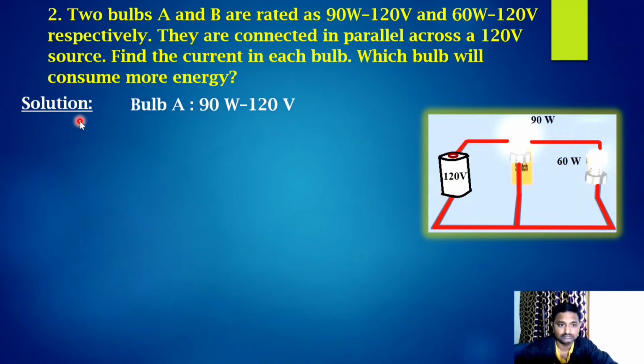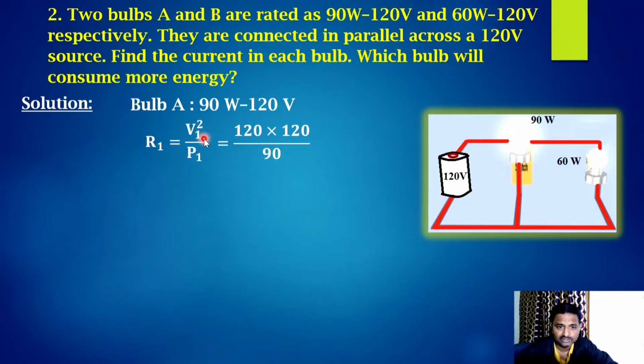Solution. Bulb A, rated power 90 watt and rated voltage 120 volt. See, we have the formula for resistance, that is R1 is equal to V1 square by P1. So here we have to calculate the resistance of this bulb A. Here V1 means rated voltage, that is 120 into 120 by P1, rated power, that is 90 watt. If you simplify, we will get 160 ohm.